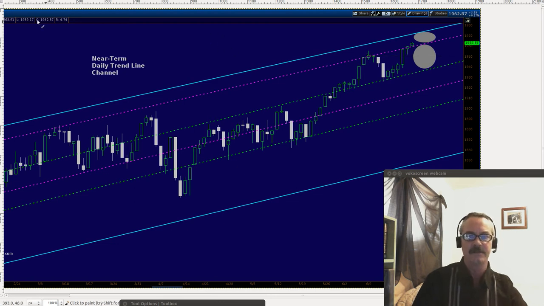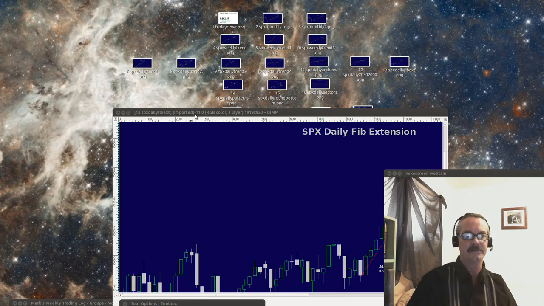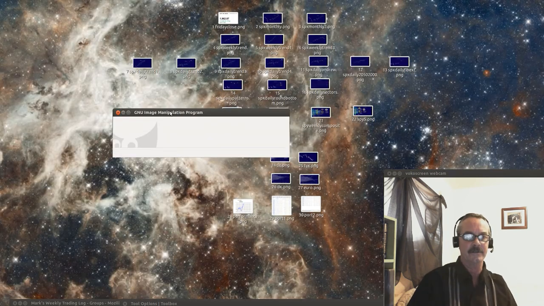And let's see now, before I get into volume, here's the fib extension that's also showing here. This is 1960. I think this is probably a soft support. I think this 1948, 1950 will be a much stronger support. Of course, time will tell.